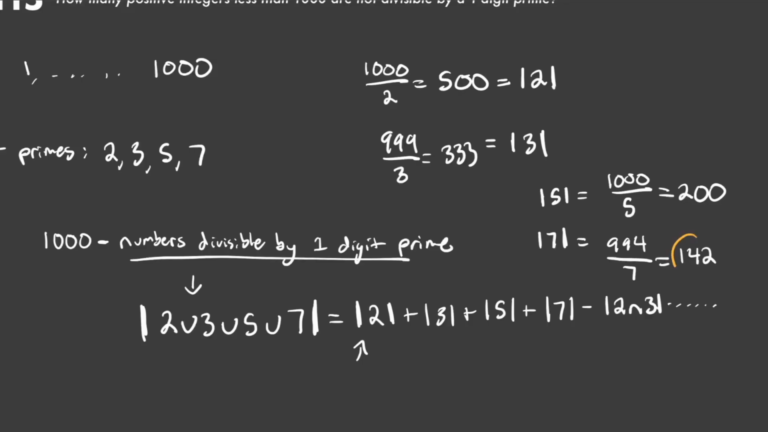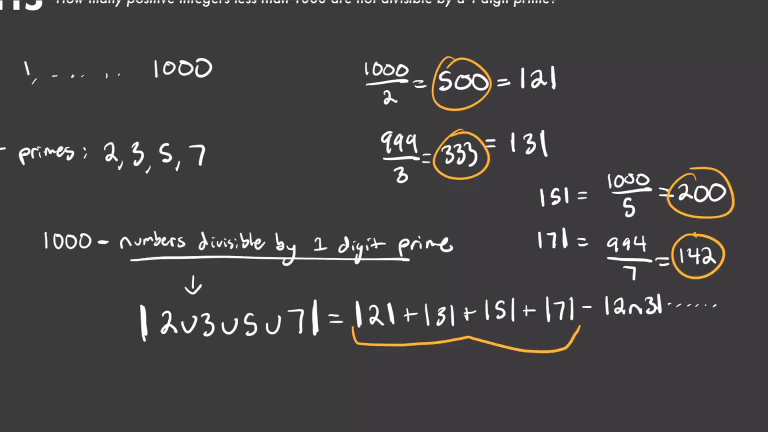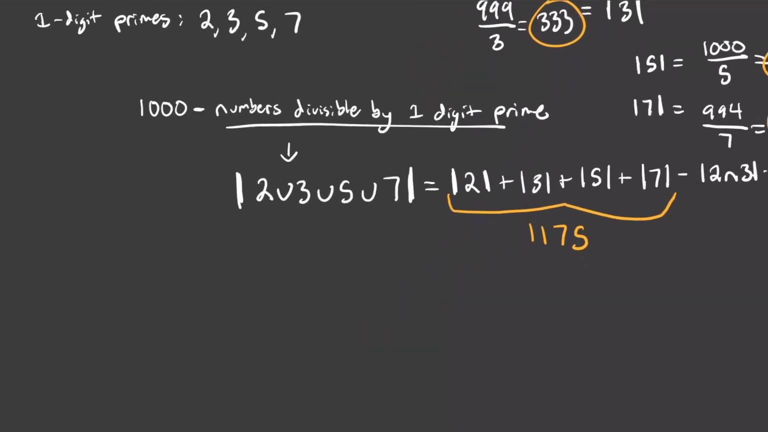So those are the magnitudes of all of our single sets: 500 plus 333 plus 200 plus 142. That's going to end up equaling 1175. So the magnitude of these will be 1175. Now we need to subtract off all of our double intersections. For our double intersections, they're going to be 4 choose 2, so there are 6 different double intersections that we have.